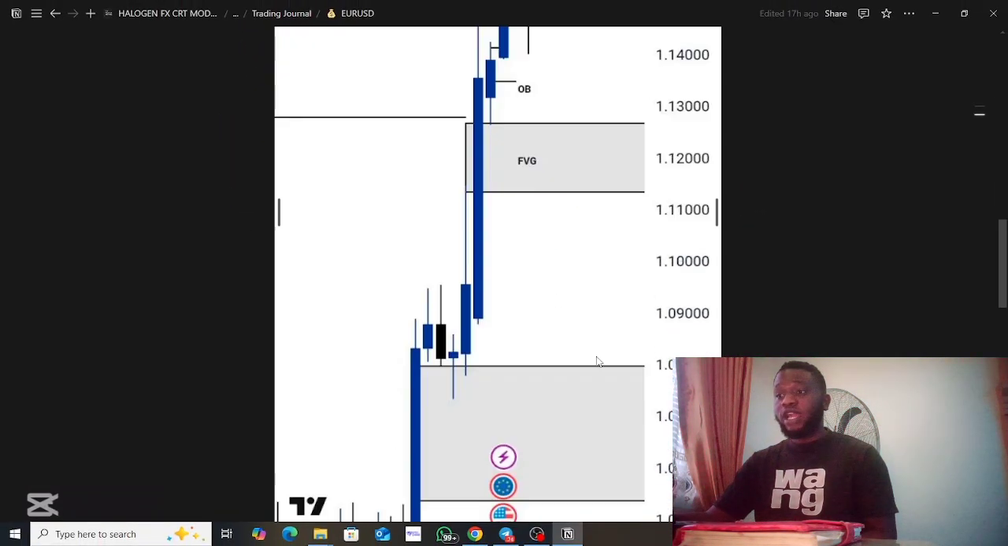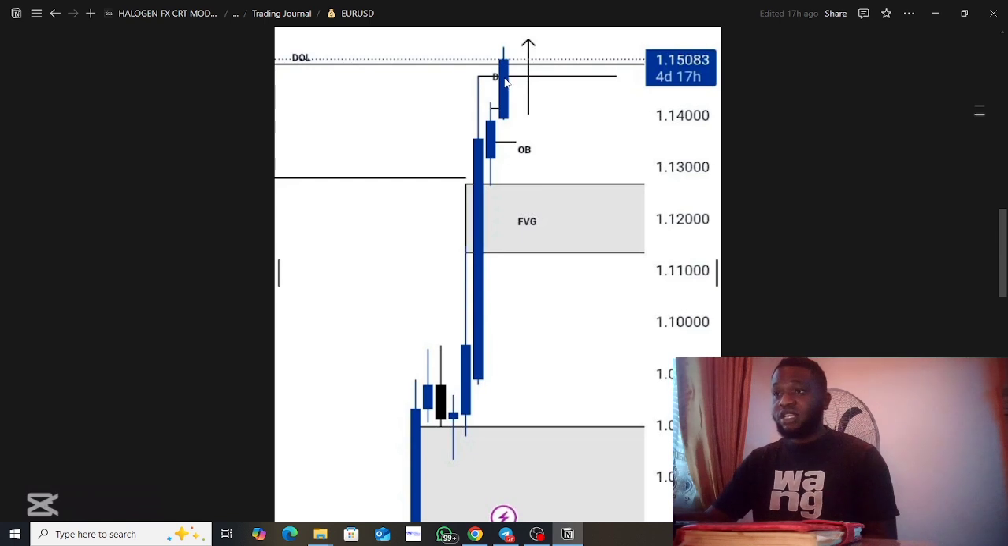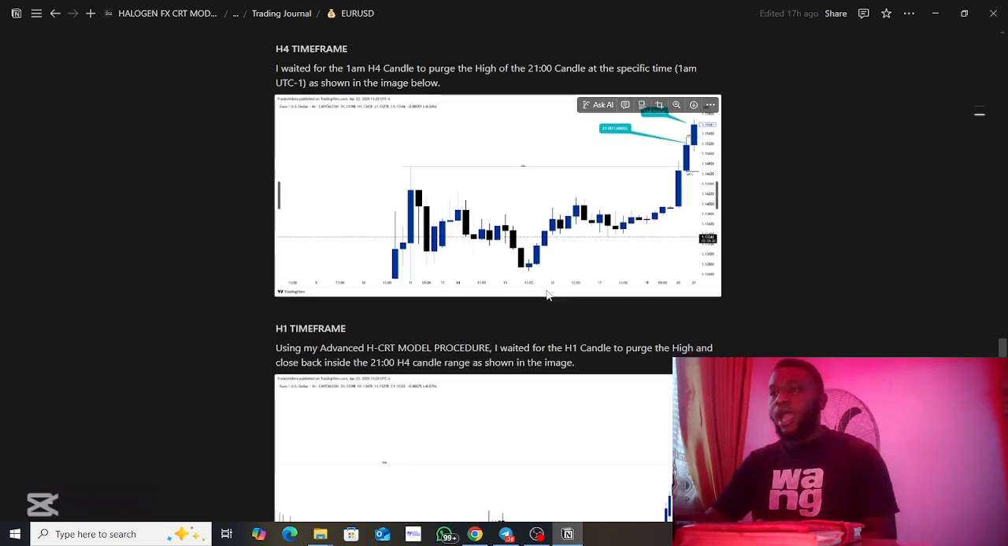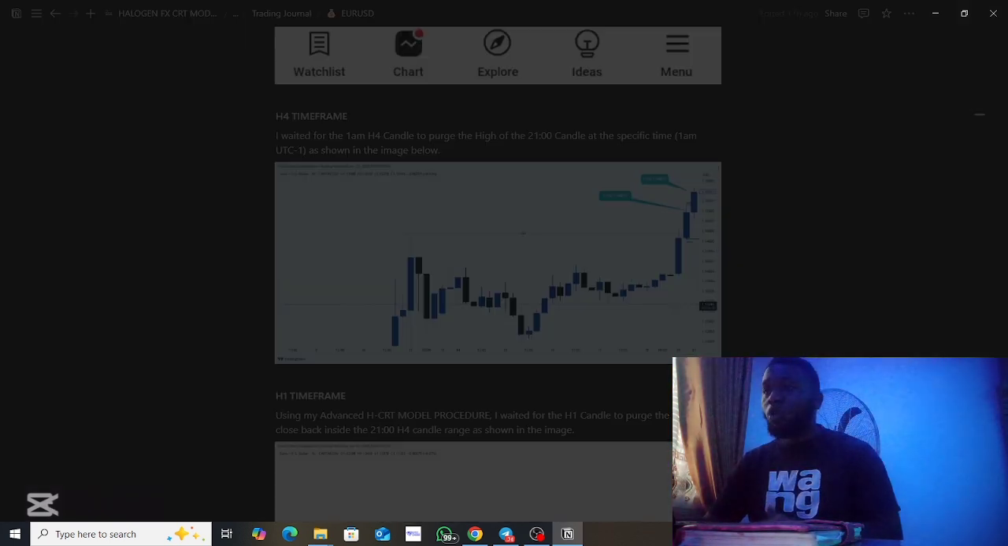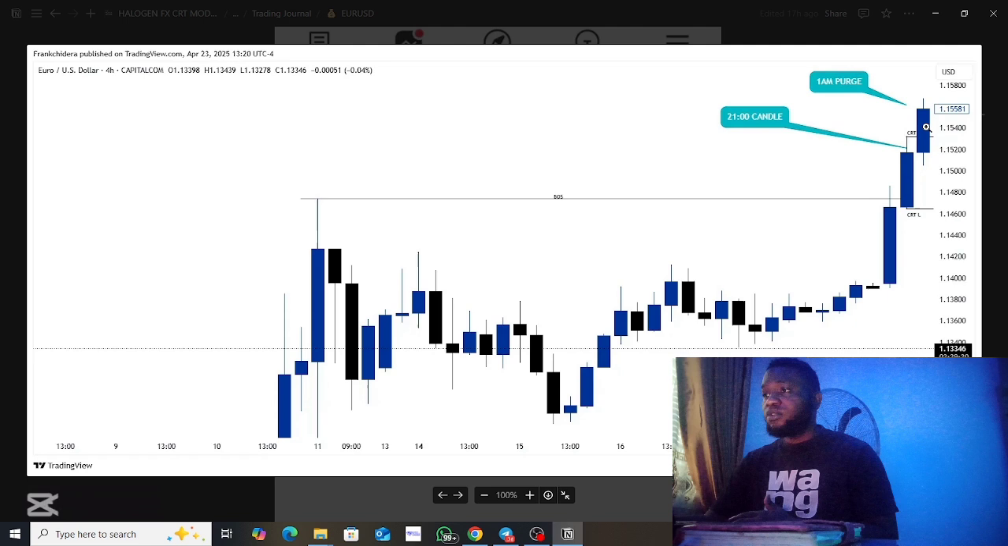So this is basically what I just said to you guys. Because price has taken this draw on liquidity, we expect price to retrace a bit before it can continue higher. Do you understand? So I went to my 4-hour time frame to look for more of my CRT model. In this case, I waited for the 1 a.m. candle to purge the 21 o'clock candle, and in this case, it did that. But now let's see the outcome.